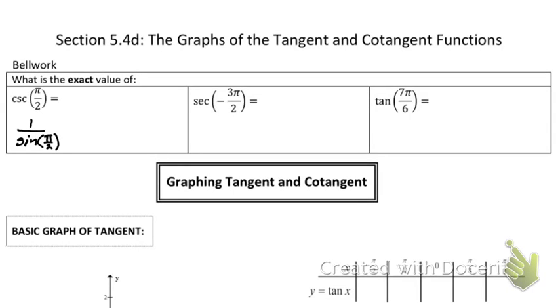All right, so we're doing the reciprocal of 1 over sine of pi over 2. Well, sine of pi over 2 is 1, and the reciprocal of 1 is 1. In other words, this would be 1 over 1, which would just be the big uno.